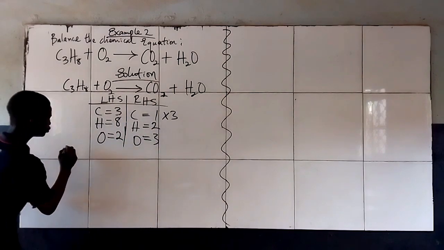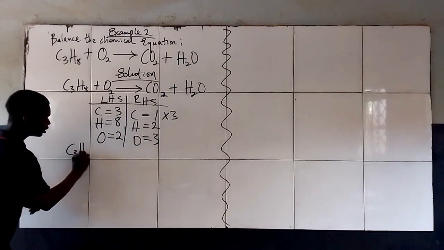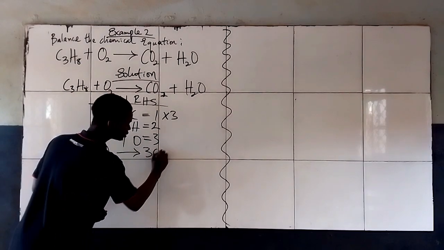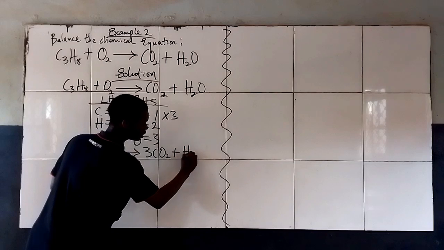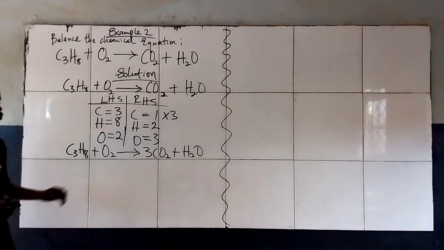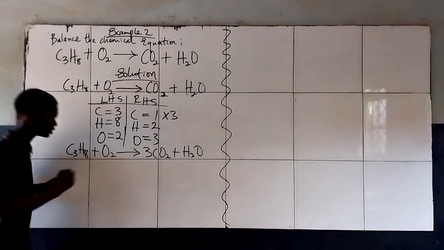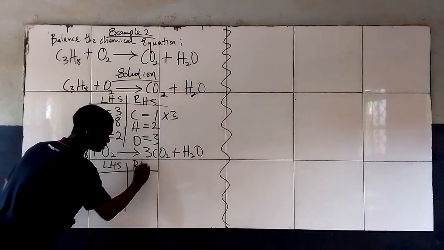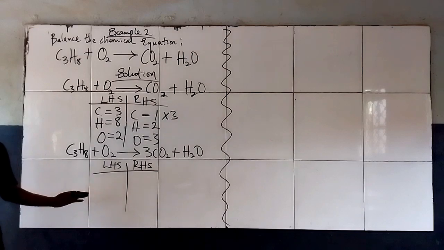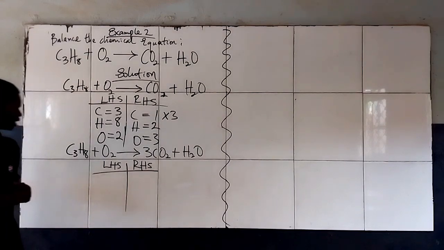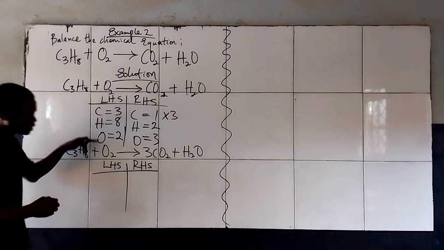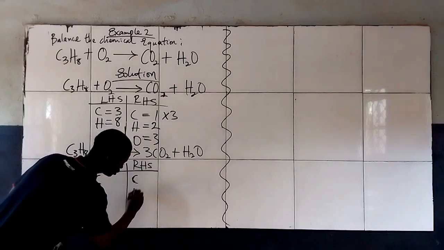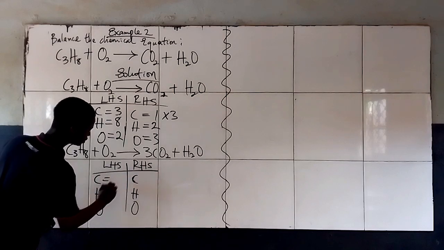So how will it now look like? It will be C3H8 plus O2 giving rise to what? 3CO2 plus H2O. This is now what we have. So we take another atomic count again. Okay, it's procedural. Left hand side and right hand side. So this is what we now have. Ask yourself, let's take the atomic count. Following this pattern, CHO. So let's count now.